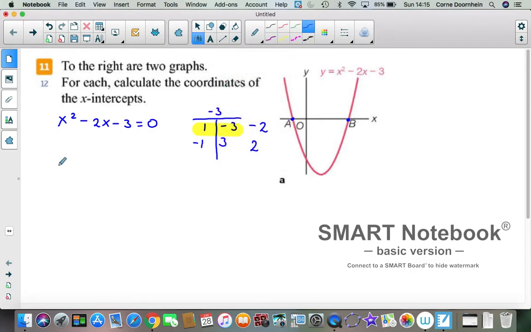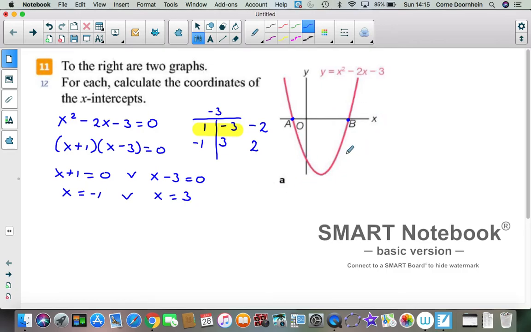And then let's go on. So we get x plus 1 times x minus 3 is 0. So that means either x plus 1 is 0 or x minus 3 is 0. So then x is equal to minus 1 or x is equal to 3.